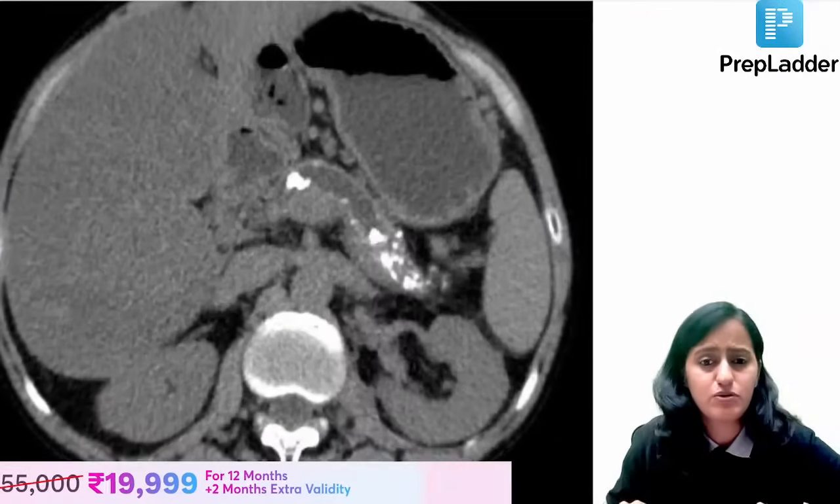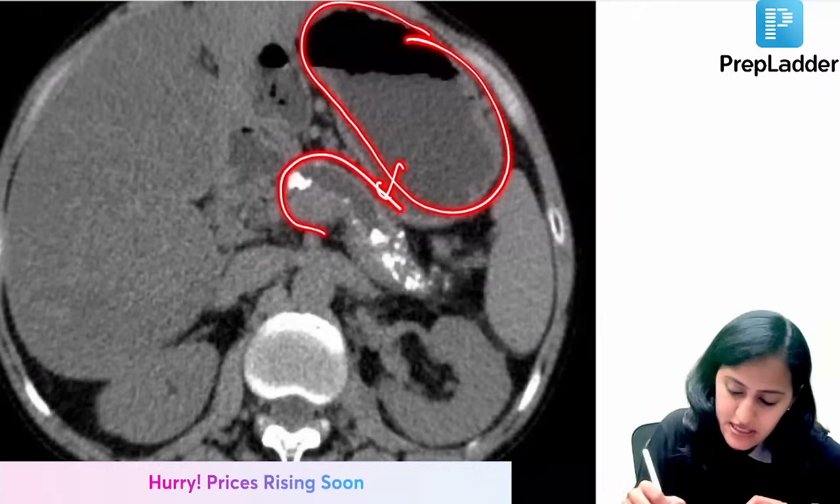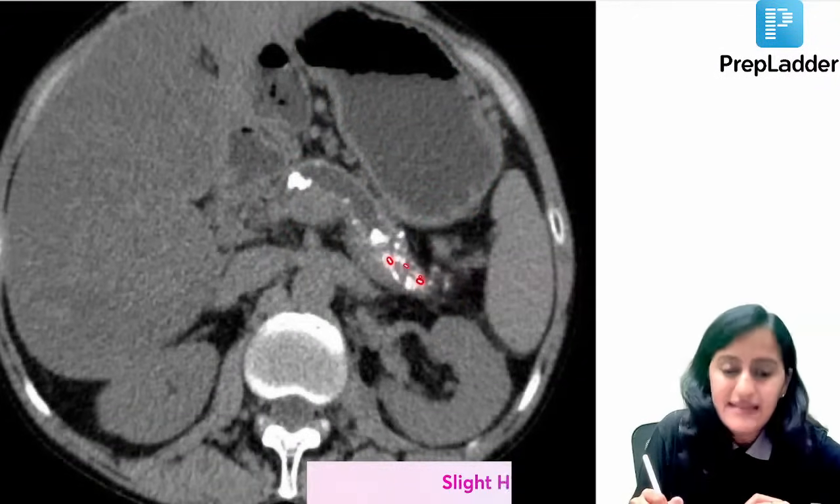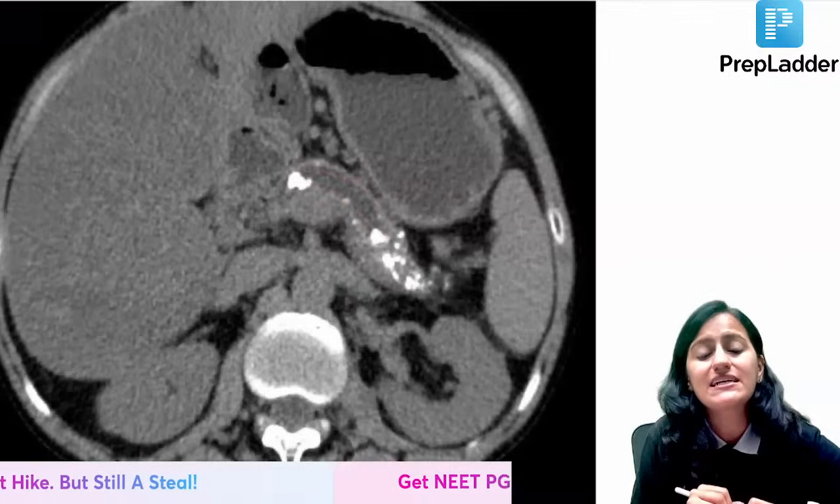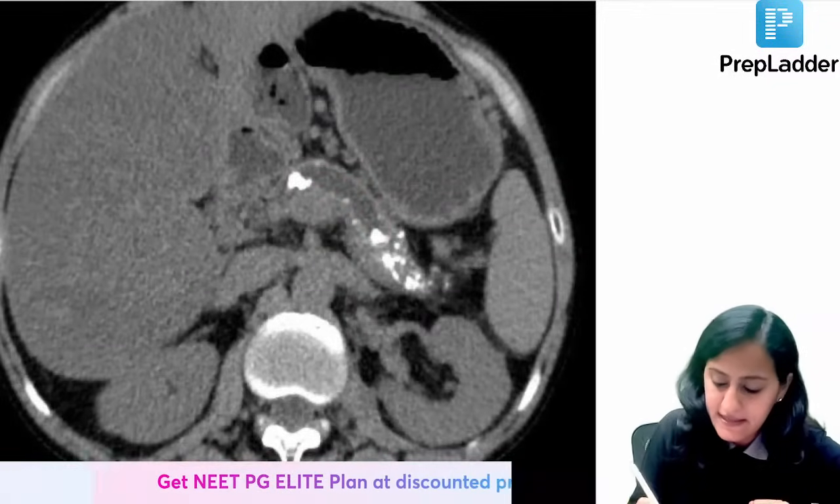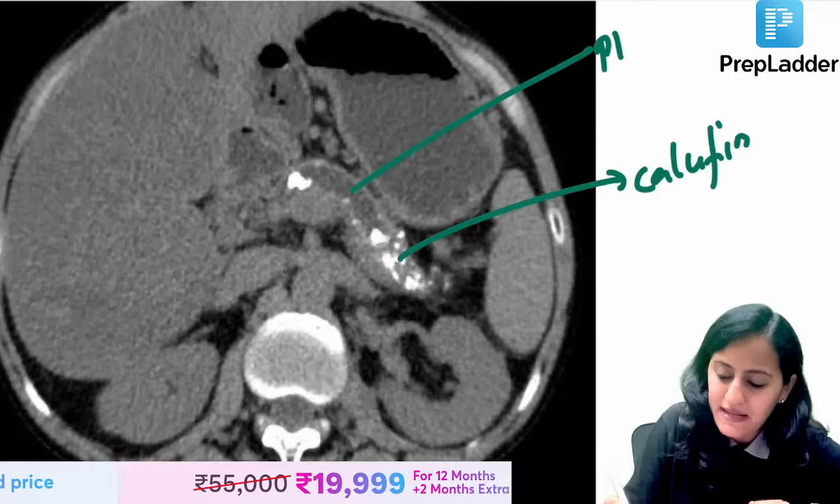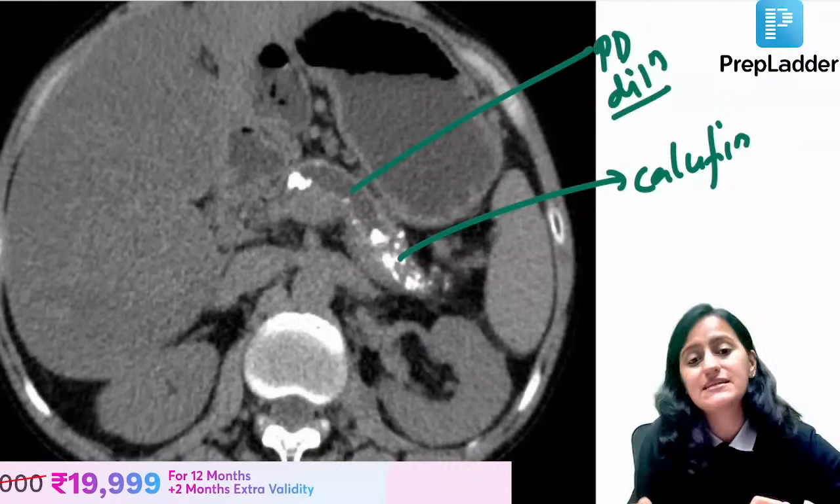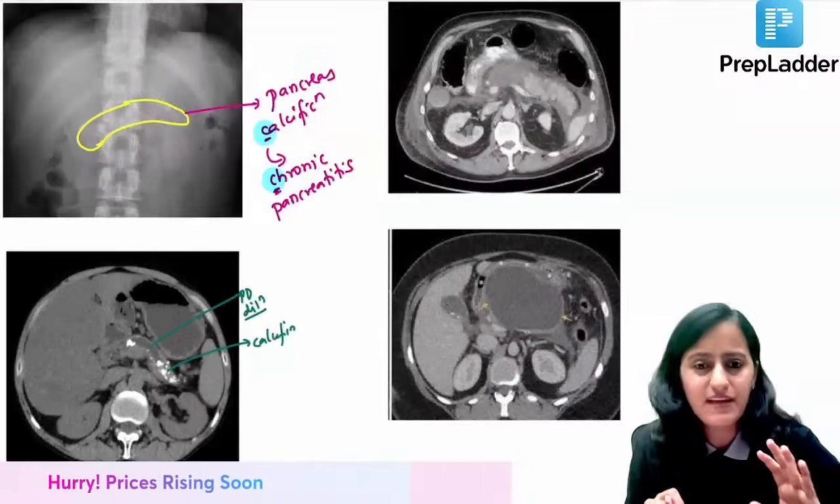This time they can give you a CT image. So look at this again. Here is the stomach, and behind the stomach is this pancreas. Look at the calcification and look at this one. This is the ductal dilatation. In chronic pancreatitis, there is ductal dilatation. So calcification plus pancreatic duct dilatation that you are seeing here, this is chronic pancreatitis. Chain of flakes appearance is seen.